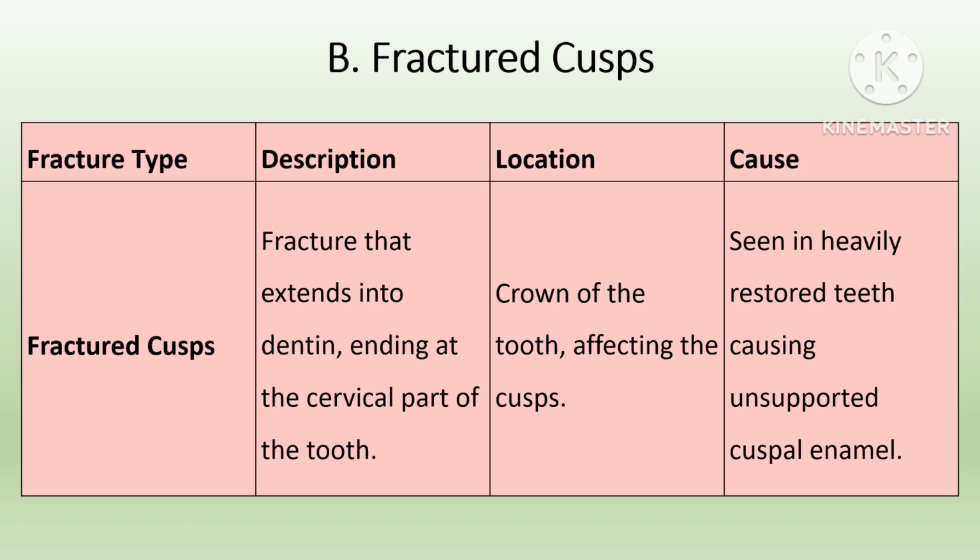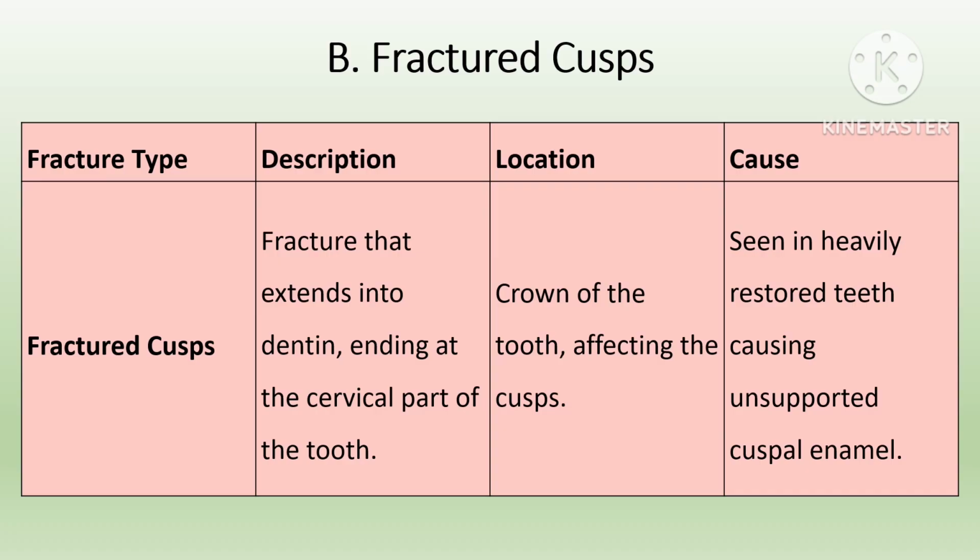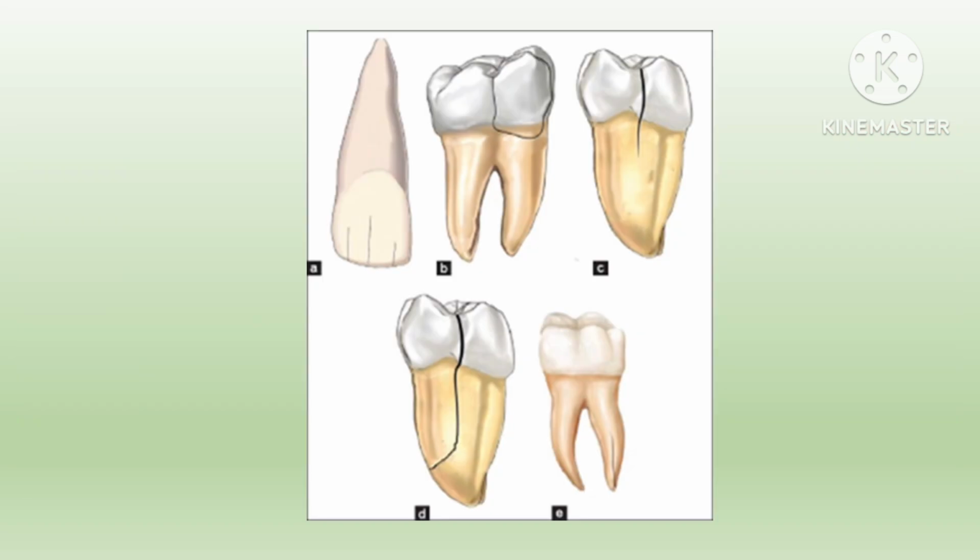Then the second one is the fractured cusp. Fractured cusps occur when a crack starts at the crown of the tooth and extends into the dentine, ending at the cervical part of the tooth. These fractures are typically seen in teeth that are heavily restored, where unsupported cuspal enamel is more likely to break. Over time, the stress from chewing or a large restoration can cause the enamel to fracture, exposing the dentine underneath.